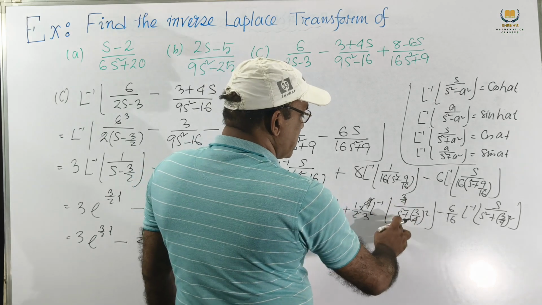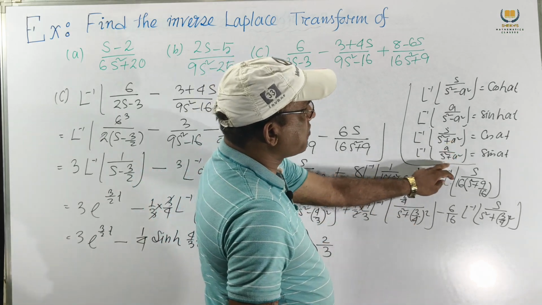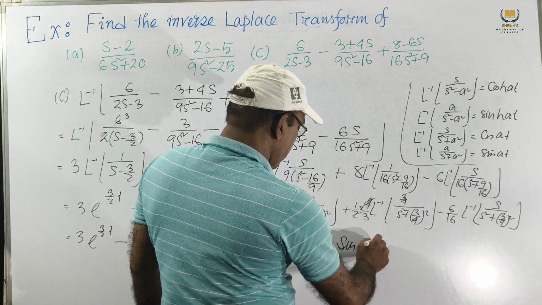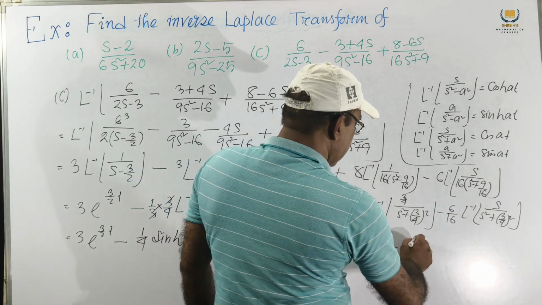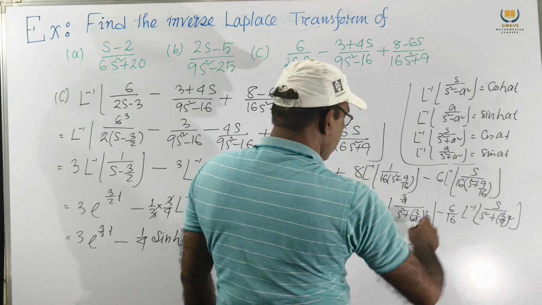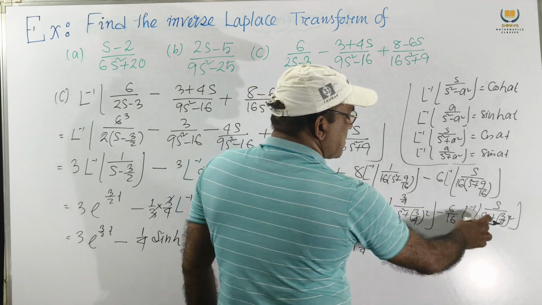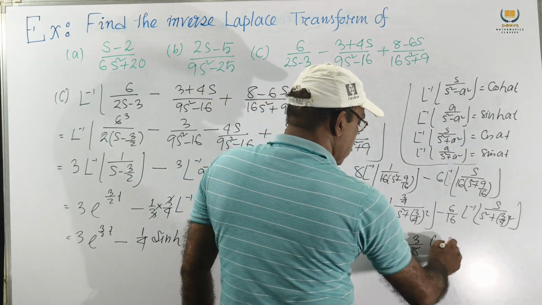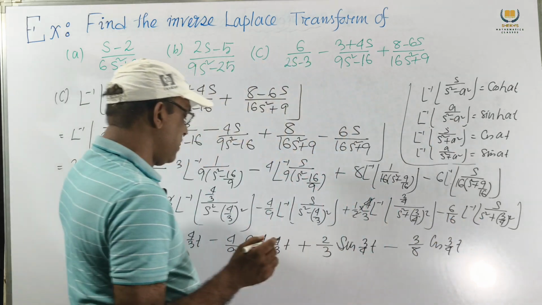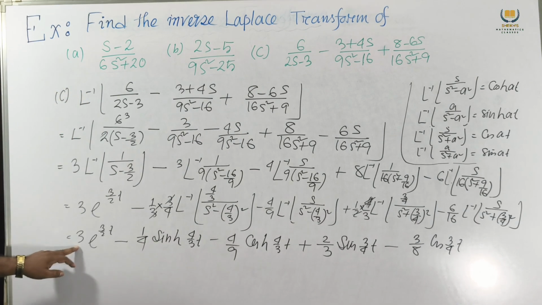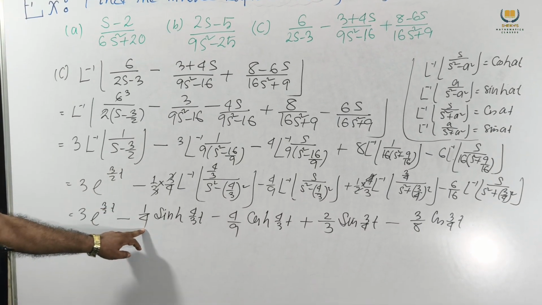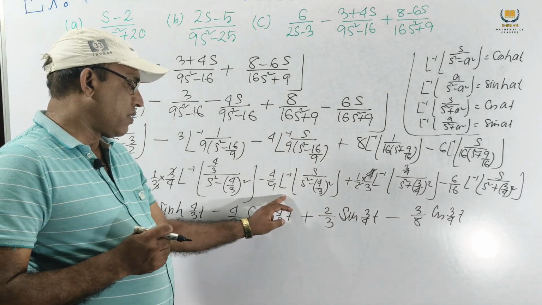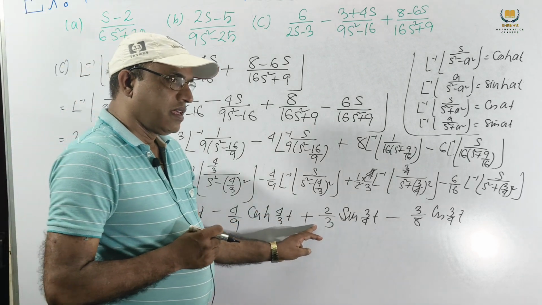a by s square plus a square is sine at, so this will be sine 3 by 4. And this is cancelling, 3 by 8, cancelling by 2, 3 by 8. s by s square plus a square, this formula, is cos 3 by 4 t. So we get this one: 3 e to the power 3 by 2 t minus 1 by 4 sine hyperbolic 4 by 3 t, plus 4 by 9 cos hyperbolic 4 by 3 t, and 2 by 3 this one.